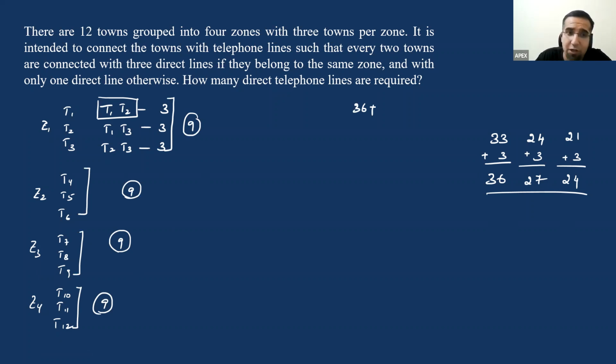Now let's look at this way, guys. That means if they're not in the same zone. Now T1 has how many people in the other zones? You can see T1 has 9 people from zone 2, zone 3, and zone 4. So T1 will further have 9 direct lines. T2 will also have 9 direct lines. T3 will also have 9 direct lines. Okay. Now T1 and T4 is already done.